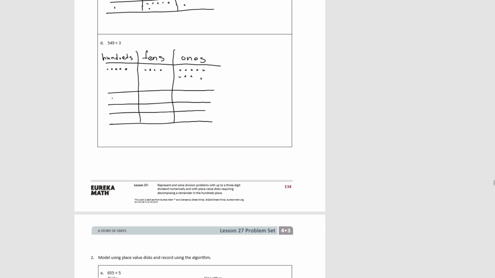With 5 hundreds, I can put 1 in each group. I can't do 2 because that would require 6 hundreds, which I only have 5. So I'm going to decompose these 2 into groups of 10, 10, another group of 10, 10s, so I have 20 tens plus the 4 tens that I started with, so I have 24 tens divided by 3. I can put 8 in each group.